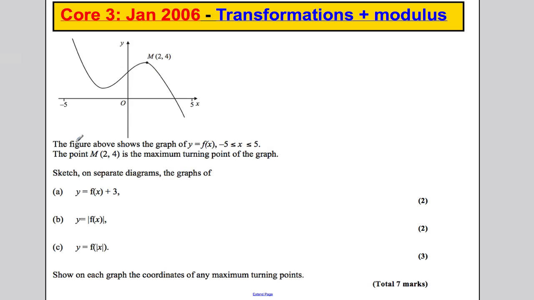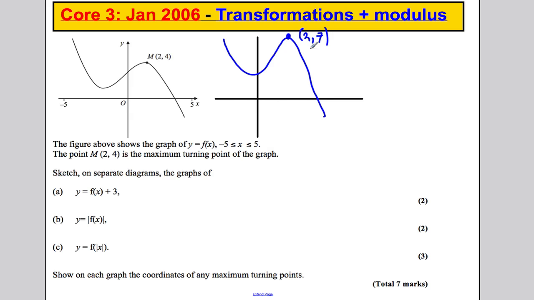Okay, we're told various key points on the graph here. We are asked to draw f of x plus 3. You should be aware that this is a translation by 3 units in the positive y direction. So this graph would then look something like this. That point there would now be 2, 7. That's part A done.